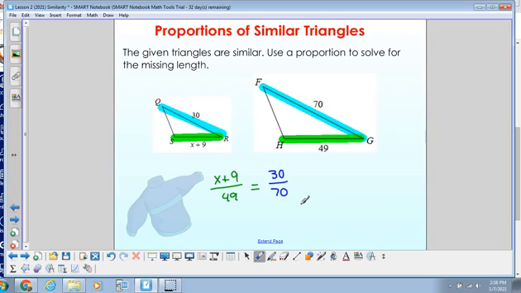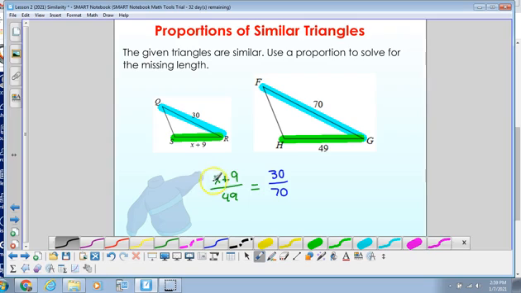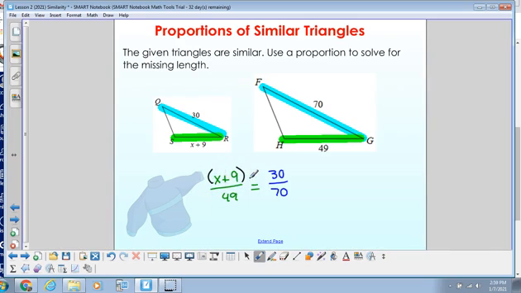If you reduce, you'll be working with smaller numbers, whereas if you don't reduce, you're working with larger numbers. If you're plugging it into decimals, I would not even bother reducing. I would just plug in x plus 9 over 49 equals 30 over 70. Just remember that when you're plugging into decimals, if you have something like this, x plus 9, you would need to put that in parentheses. Anyway, when we solve this, we end up getting that x equals 12.